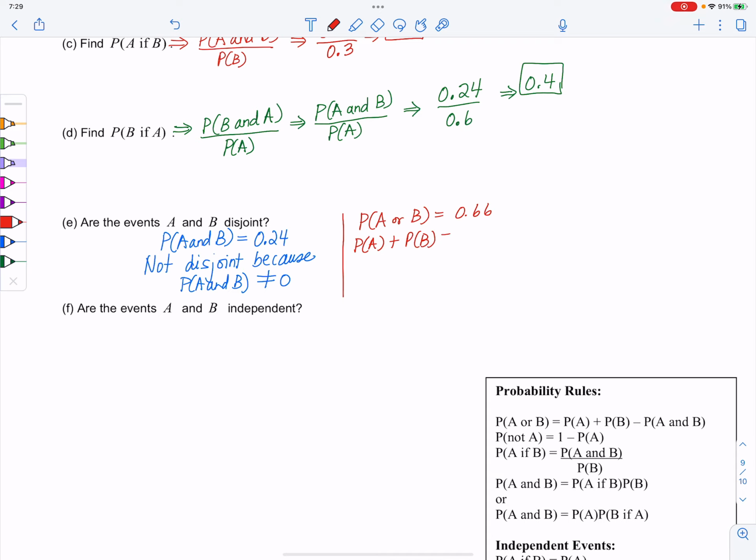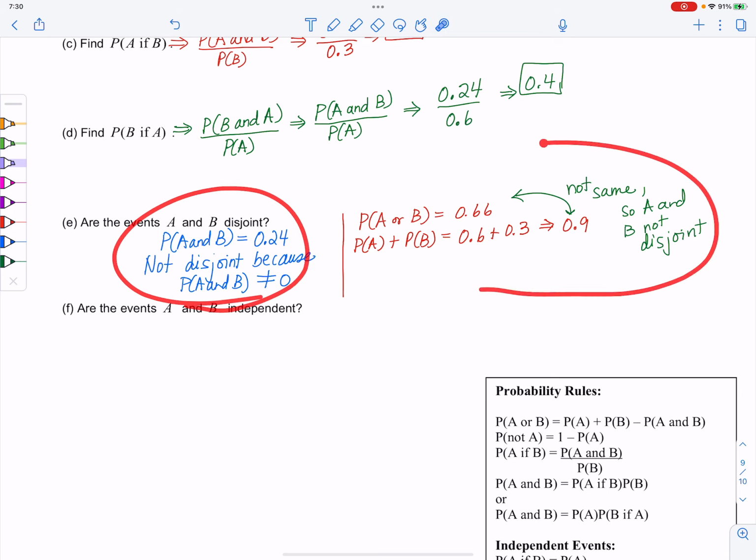Is that the same? Well, the probability of A is 0.6 plus the probability of B is 0.3. That is equal to 0.9. Are these the same? These are not the same. So A and B are not disjoint. You do not have to show both of these. You only have to show one of these.